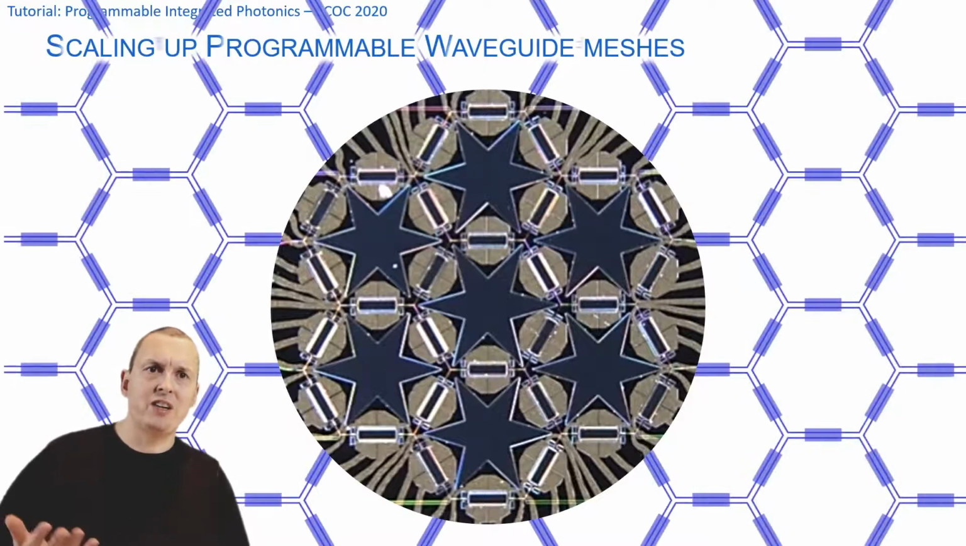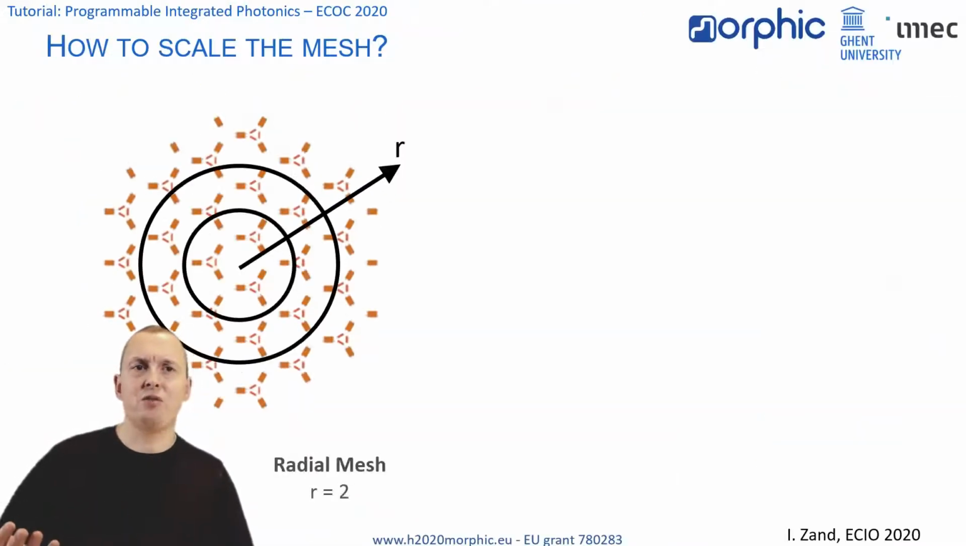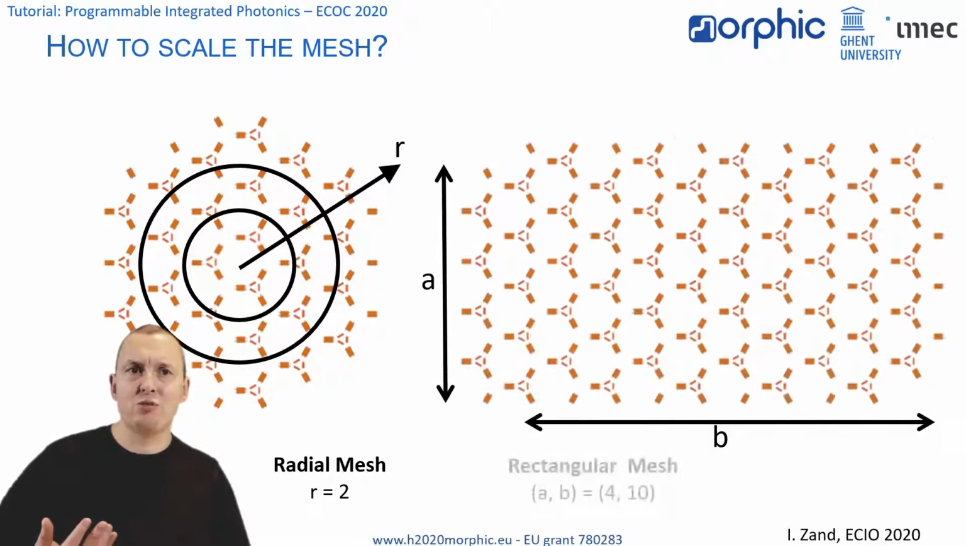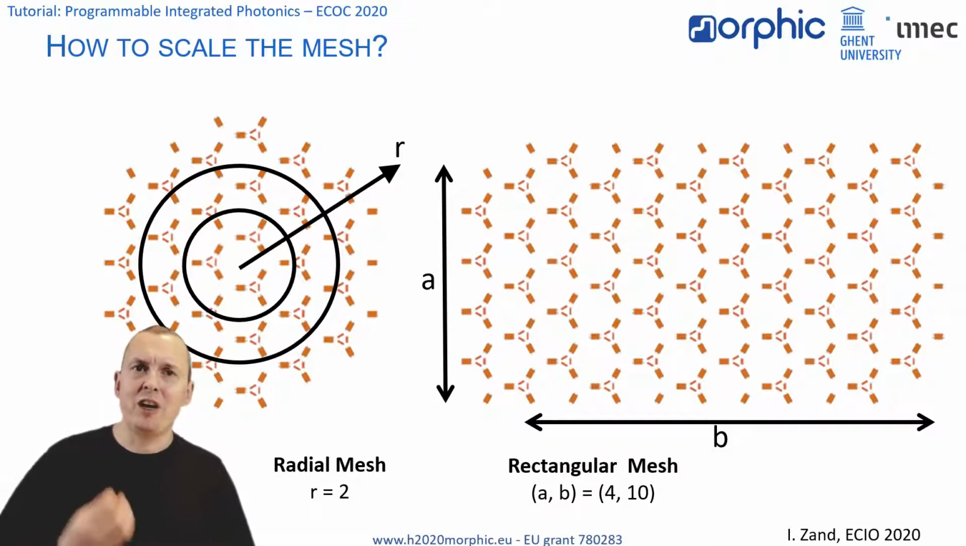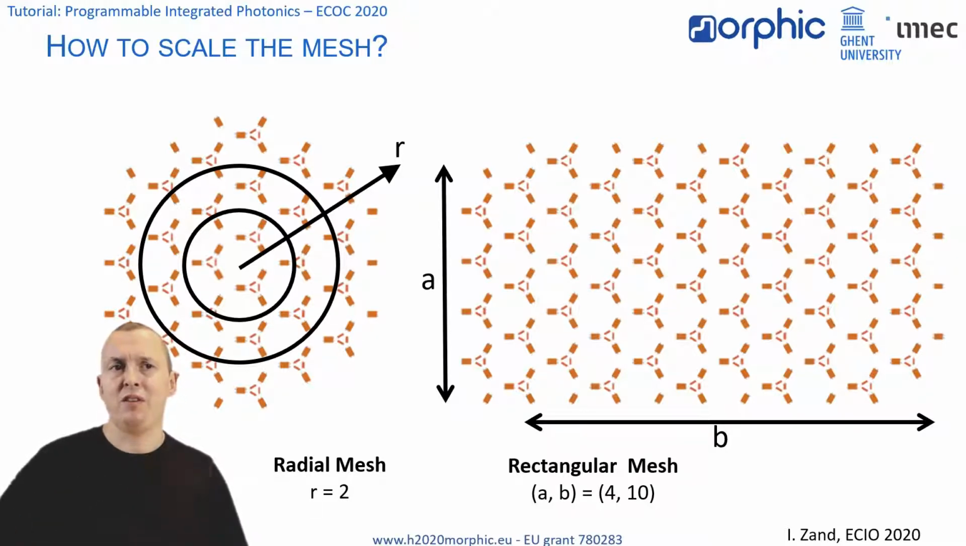So if we want to scale this up from 7 cells to many more cells, there's different ways to do it. You can take your hexagonal mesh and you can scale it up in every direction. But you can just as well take the same unit cell and do an anisotropic scaling, for instance, in a rectangular form. Depending on what your requirements are in terms of losses and number of I/O ports that you want, one of these forms can be beneficial.